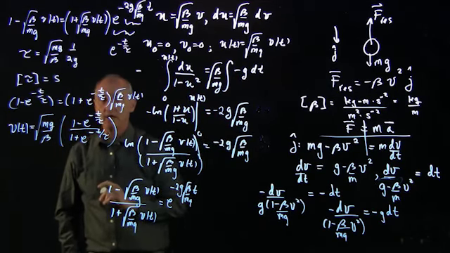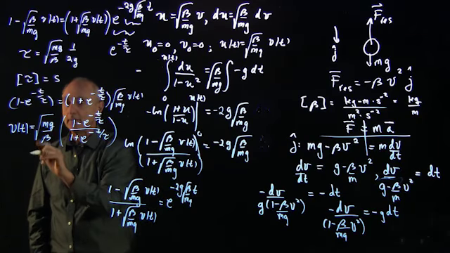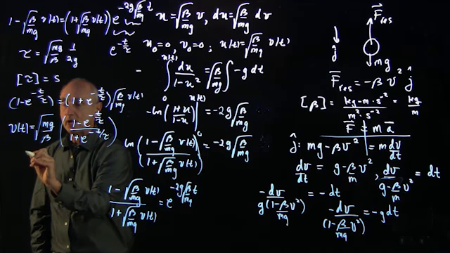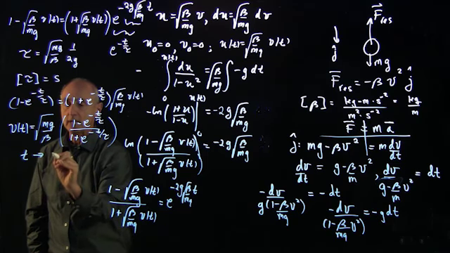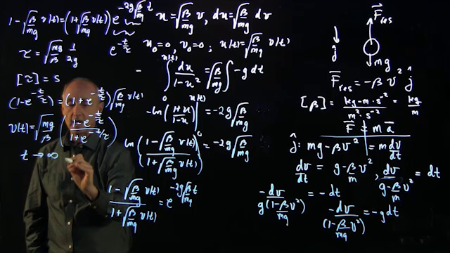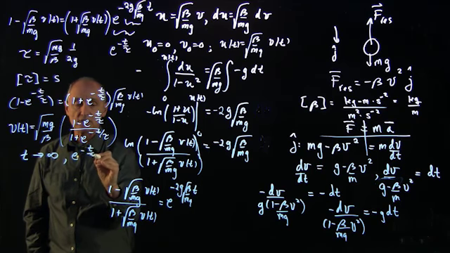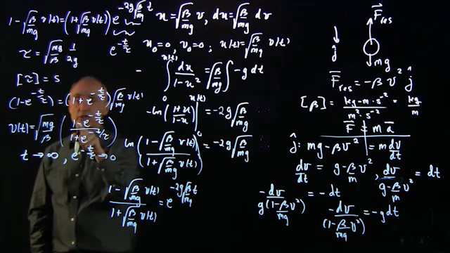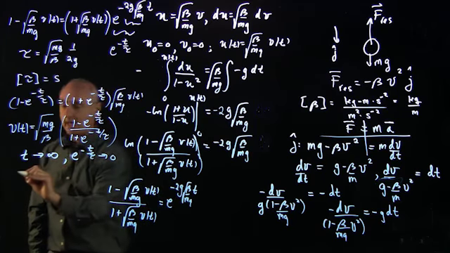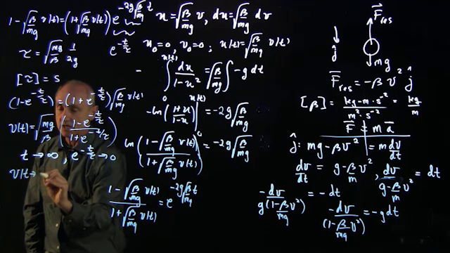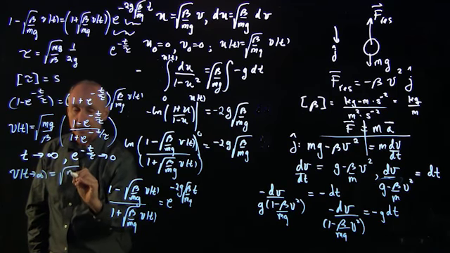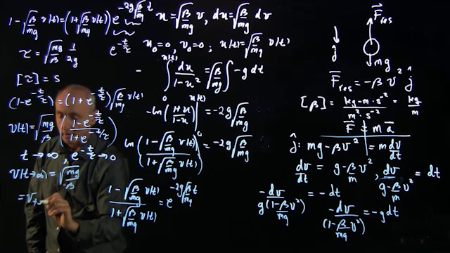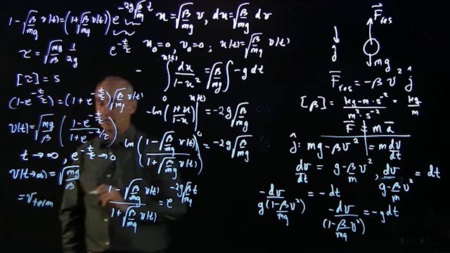But let's examine it. When you have a case like this, it would be a nice exercise to graph this out. But right now, we're going to consider the limit as t goes to infinity. And remember that e to the minus t over tau goes to 0 when t goes to infinity. So we just have 1 over 1. And what we get as t goes to infinity is the quantity square root of mg over beta. And this is what we call the terminal velocity.